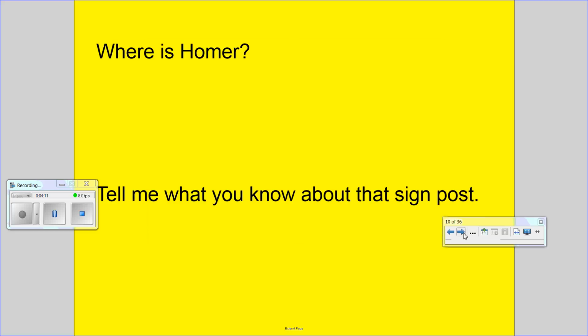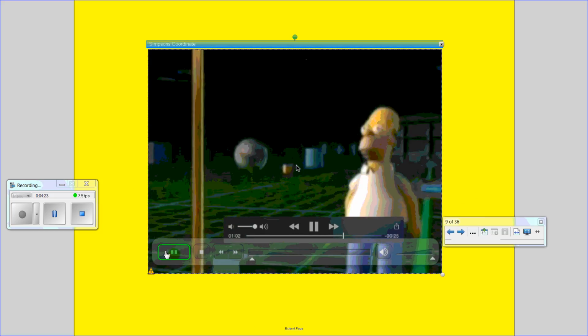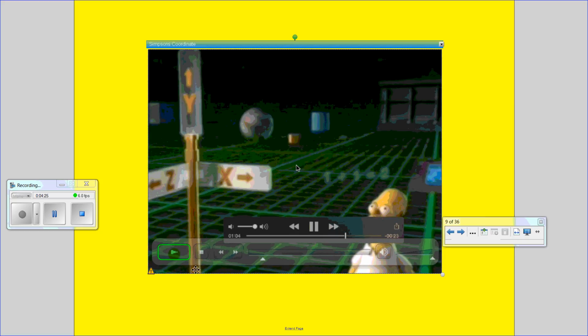So the question for today is, where is Homer located? Tell me what you know about that signpost. Let's go back to the signpost. What do you know about this signpost? I see X, Y, and Z. Well, we don't really talk about Z. You'll talk about Z, the 3rd dimension, when you go to calculus or pre-calculus in 11th or 12th grade or college. But we should have recognized the x-axis and y-axis.